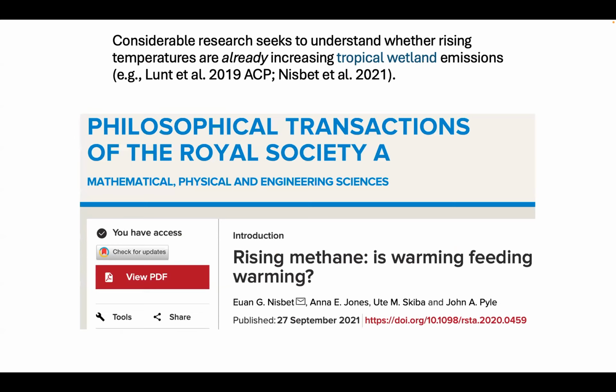This was a paper that Ewan Nisbet wrote. Ewan's at Royal Holloway in London. Rising methane is feeding warming. The idea is that the permafrost methane carbon link isn't the only system that's vulnerable and that we need to be worried about. So Ewan's been a strong advocate that this has already begun in Africa, for instance, this Congo acceleration of emissions.